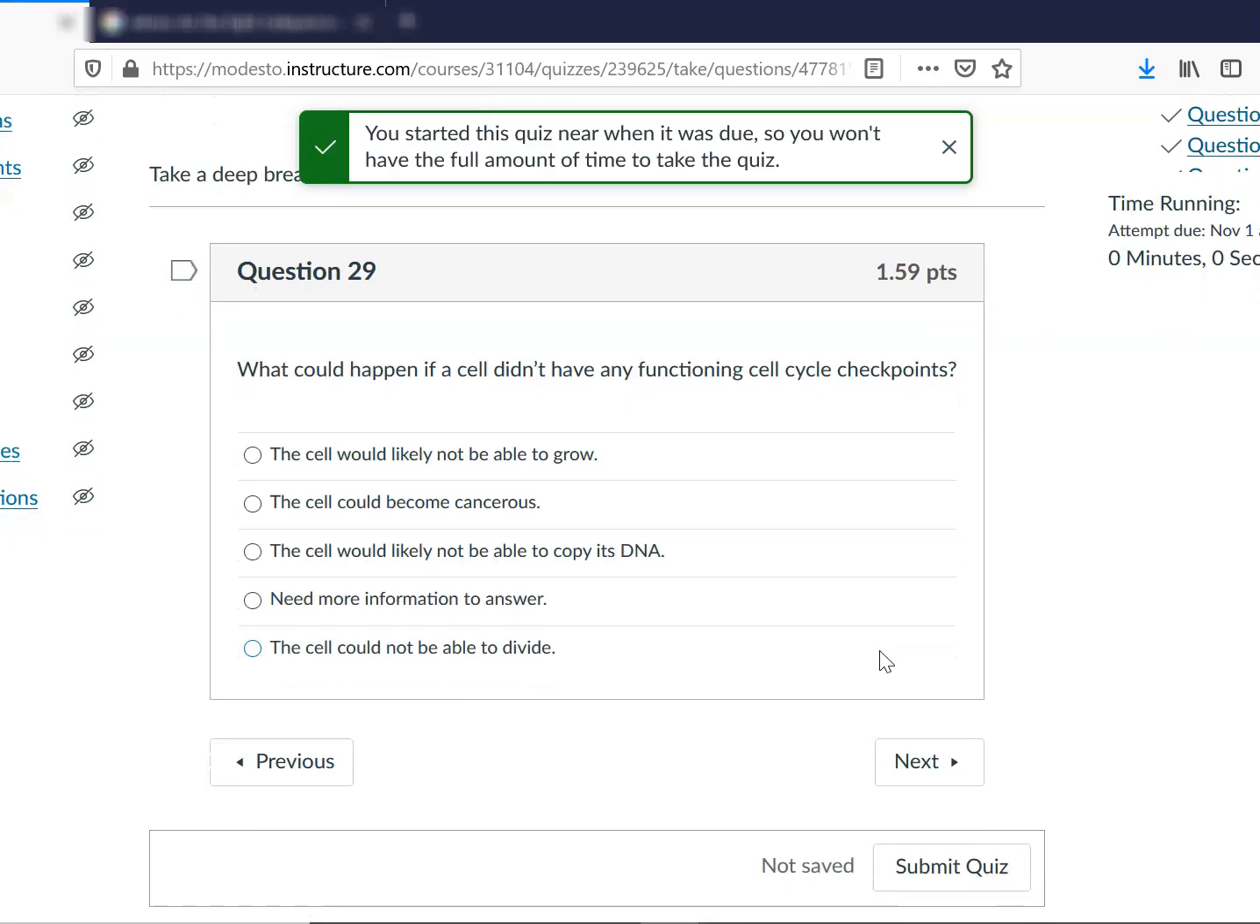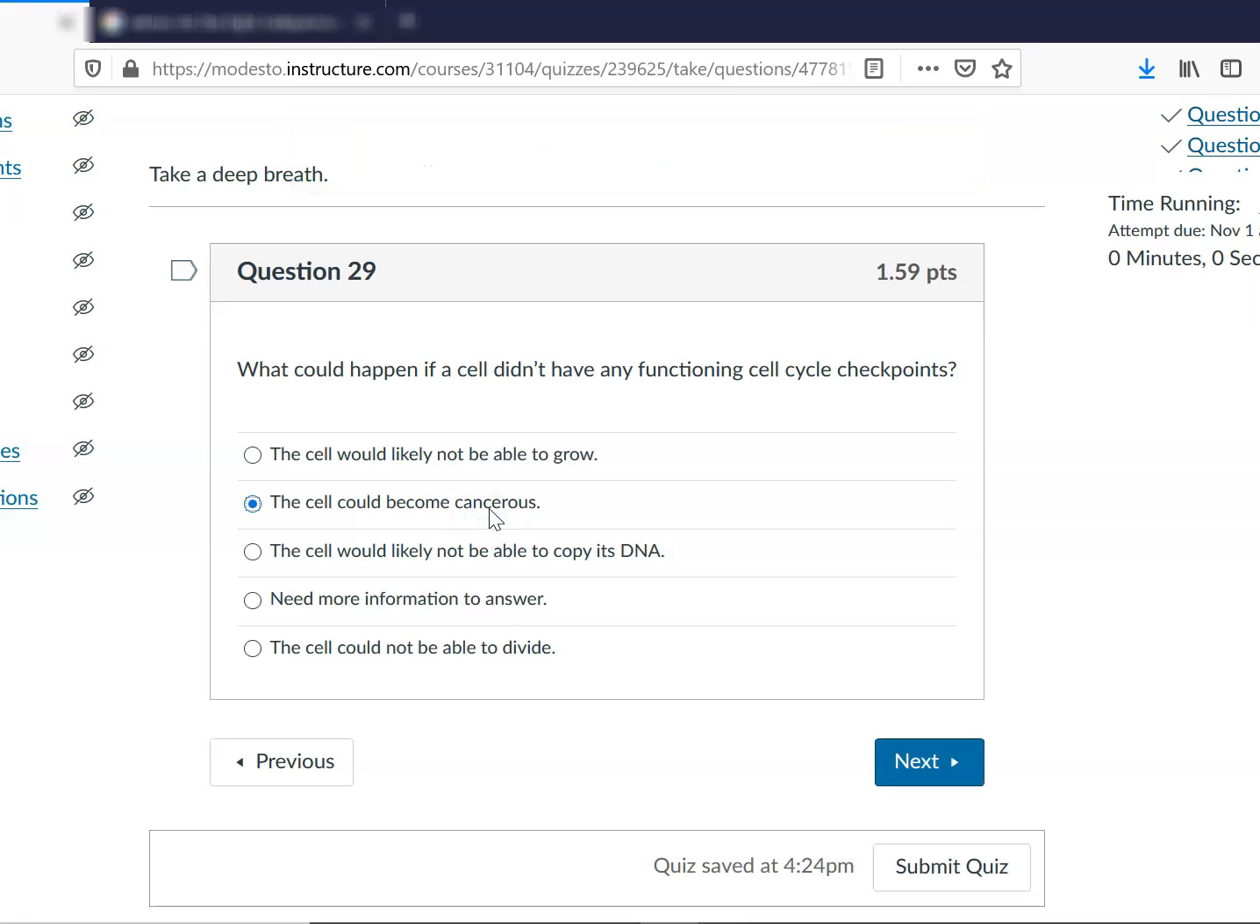What could happen if a cell didn't have any functioning cell cycle checkpoints? Well, this kind of goes back to the last question, and I probably shouldn't have asked this because it's not different enough from that last question. But the cell could become cancerous.